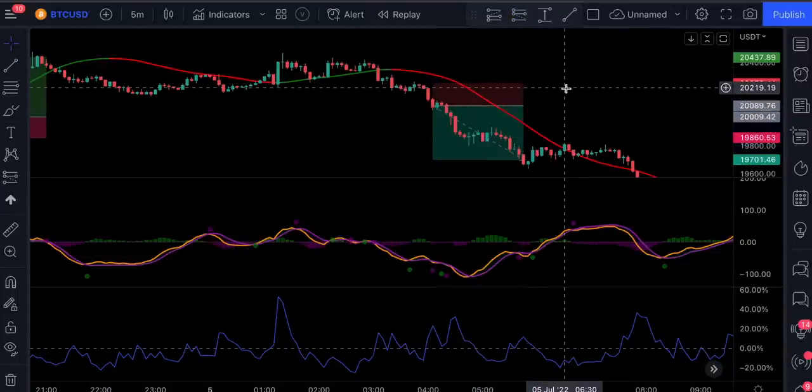Of course, this is just an example, you can use your own strategy, but make sure you backtest it and forward test it properly before trading live.